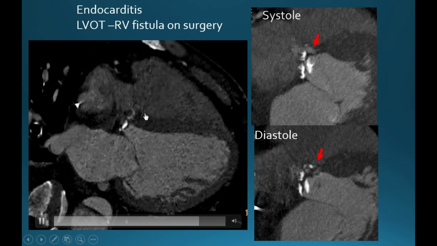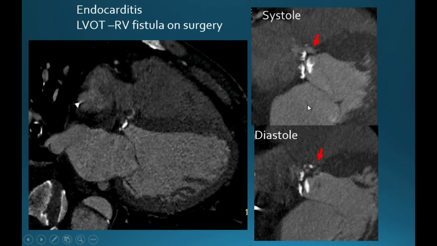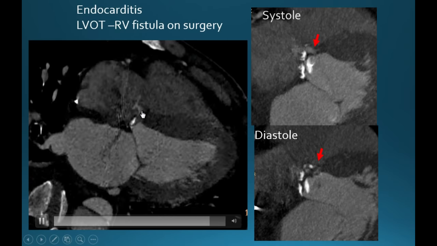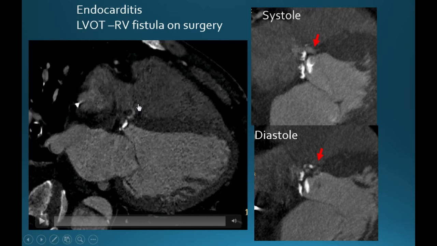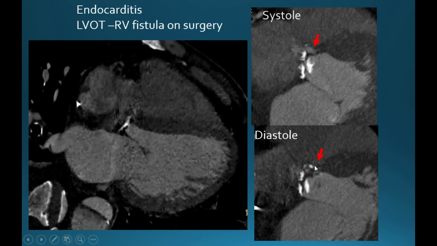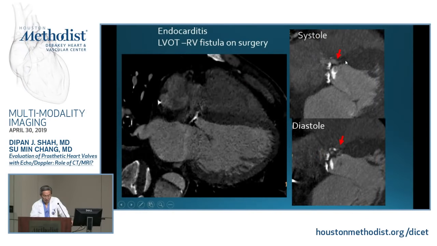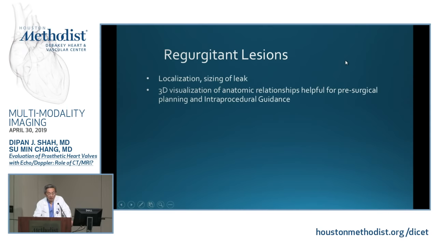And on CT, you can see there's a suspicion, or I think quite convincing evidence, that there's a fistula between the LVOT and the right atrium. You can see during diastole it's not as prominent, during systole it's a little bit more prominent. It was confirmed in the OR that the patient did have a fistula.